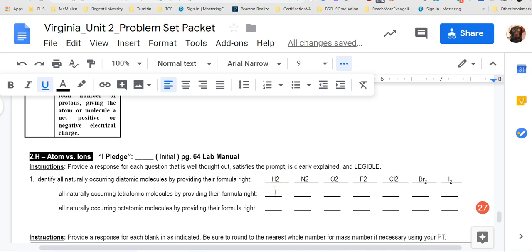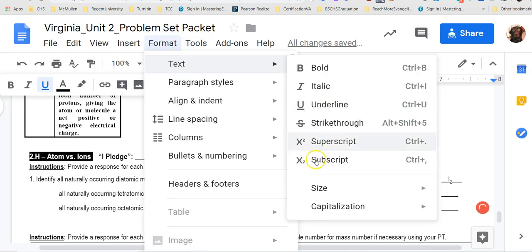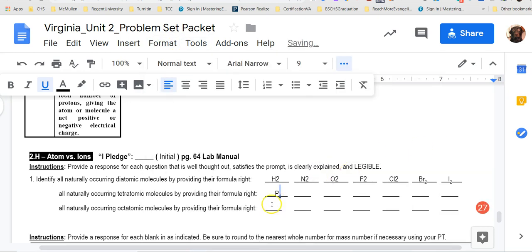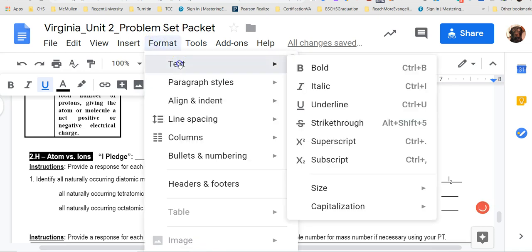Okay, we have actually one tetratomic molecule, P4, and that is because it arranges its electrons around it in order to be more stable. We'll talk about more of that as the year goes on. And then naturally occurring octatomic is sulfur 8. And that's the only one you need to know for those.